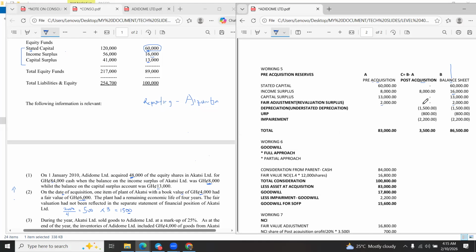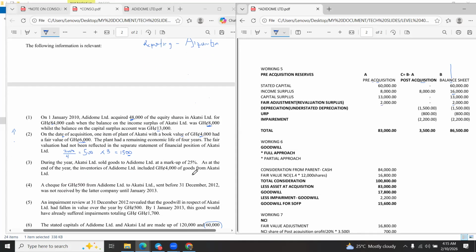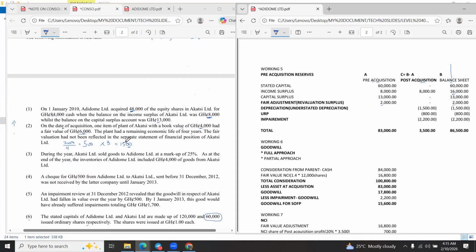But the concern is that we have what we call depreciation of the asset, and that is what I have worked out for you. The depreciation is based on the fair value adjustment figure that you have. Ask yourself, what happened to depreciation? Was it undercharged or was it overcharged? I said that because the current value is lesser than the fair value, it means that depreciation was undercharged.